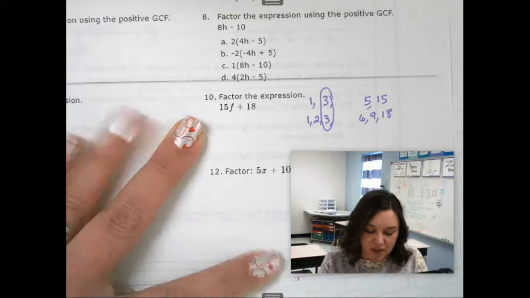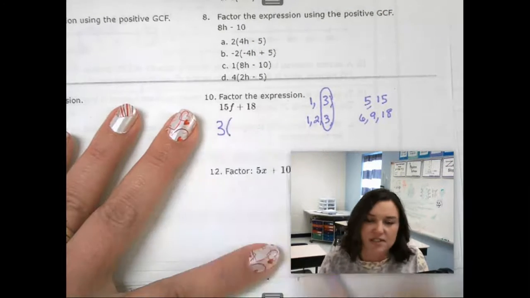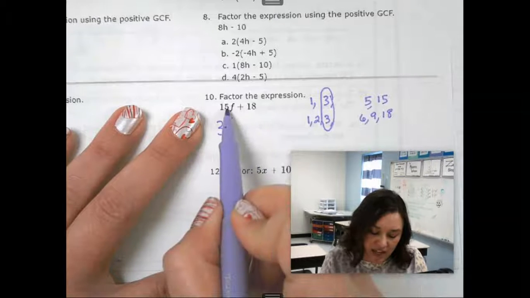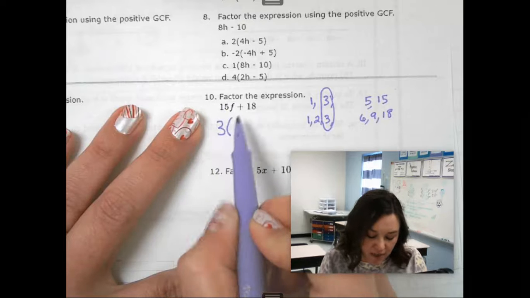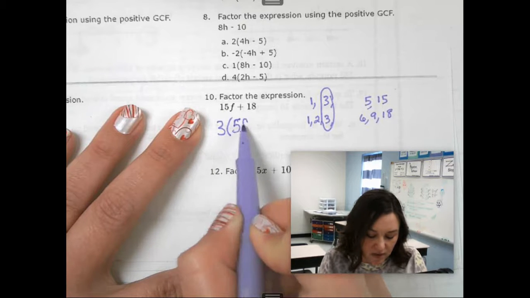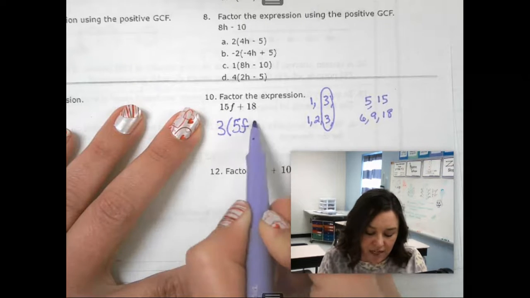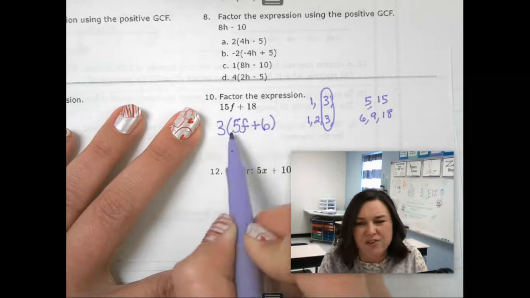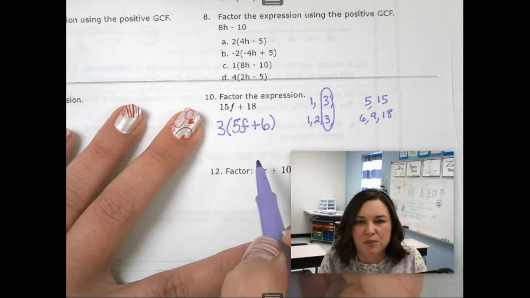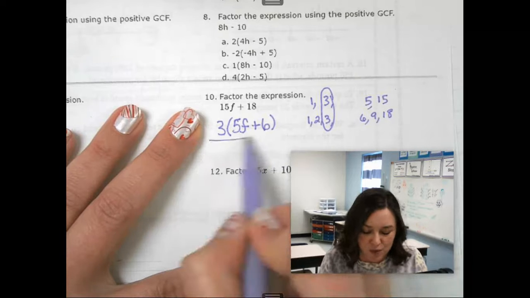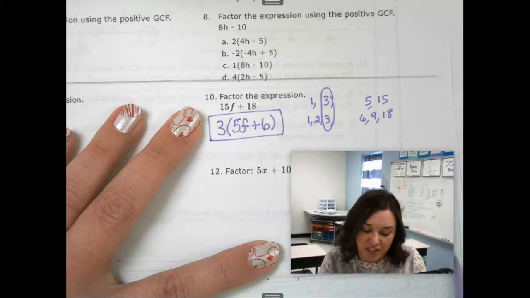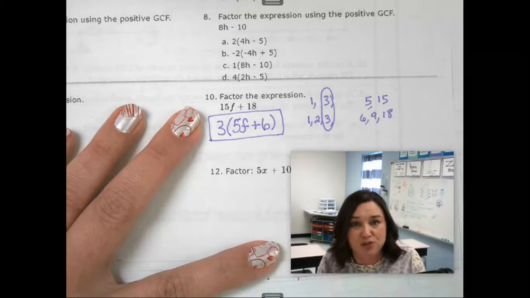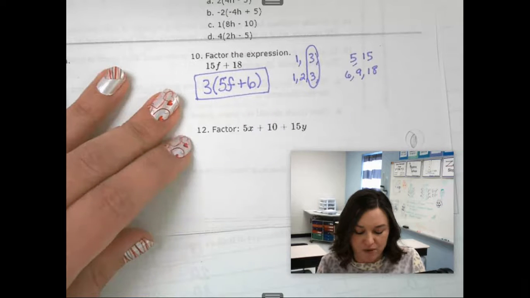3. So I put that 3 on the outside of the parentheses, and I say, okay, what is 15f divided by 3? 15 divided by 3 is 5, and 18 divided by 3 is 6. And I look, do 5 and 6 still have anything in common other than 1? No. So we are done. If you want to check it, you could distribute the 3, but make sure that you circle the answer before you distribute that 3.